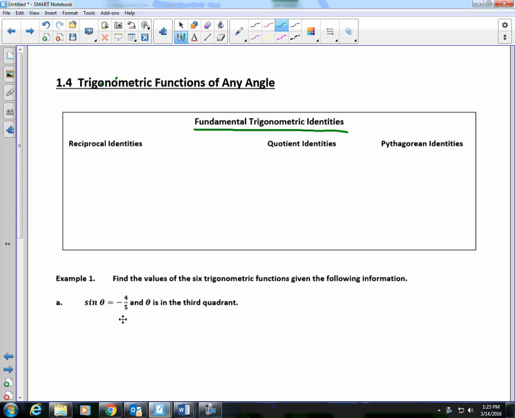Number one, sine of theta is equal to 1 divided by cosecant theta. Everybody agree? Those are reciprocals of each other. You also know that cosecant of theta is equal to 1 over sine of theta. And give me another one.